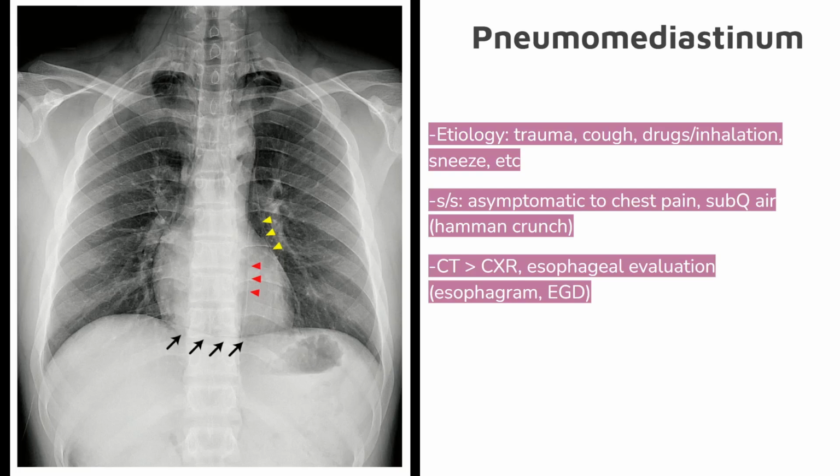Pneumomediastinum can happen from trauma, but other things, most classically in my experience somebody who does meth or even marijuana, can cause it, right? It's usually asymptomatic to chest pain with some sub-Q air. CT is obviously more sensitive, but you got to do an esophageal evaluation as well.